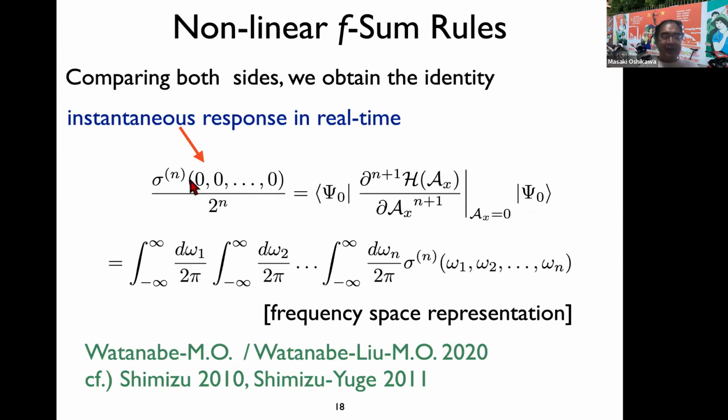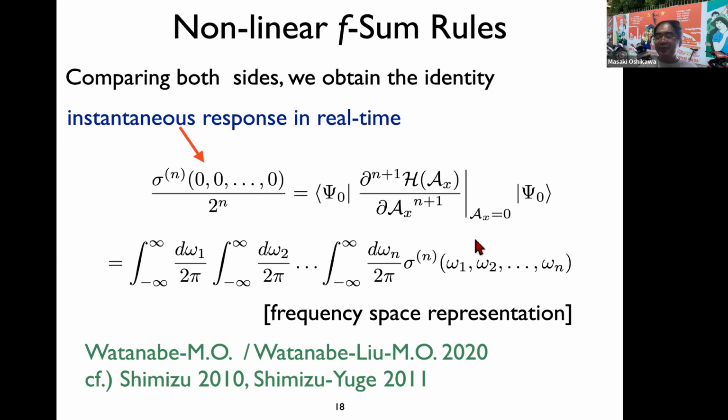And this left-hand side might look unfamiliar to you. This is just an instantaneous response in real time. But if you go to the frequency representation, then this instantaneous response in real time is given by an integral over frequencies. And this means that you have optical conductivity as a function of frequency. And if you integrate over all the frequencies, then this integral should be given by this expectation value, which you may calculate more easily.